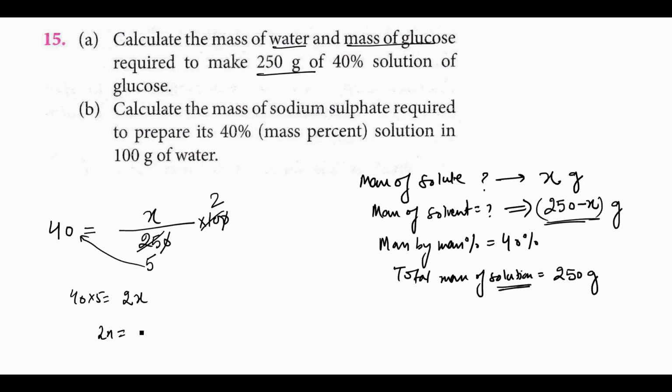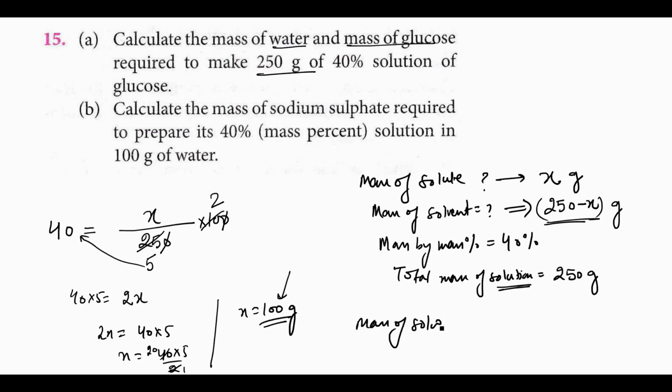So 2x is equal to 40 into 5. This 2 will come down, then x is equal to 40 into 5 divided by 2. You cut it, and you will get 100. So x is equal to 100 grams. This is the mass of solute. So the mass of solvent will be 250 minus x, that is 250 minus 100. You will get 150 grams.